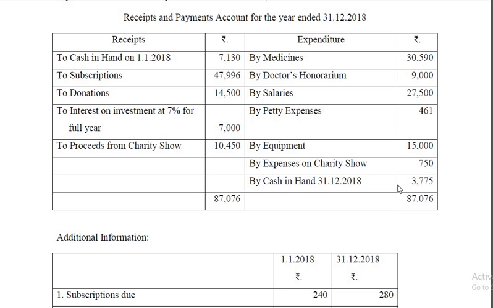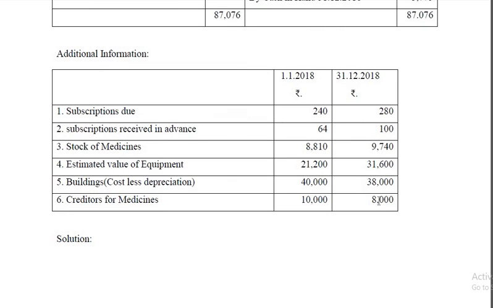Then see, creditors for medicines outstanding for the current year, this should be added. Therefrom, you have to deduct 9,740, that is closing balance. Then also you have to deduct 10,000, that is outstanding creditors for medicines of last year you have paid during the year. So ultimately you are going to get medicines consumed during the year.